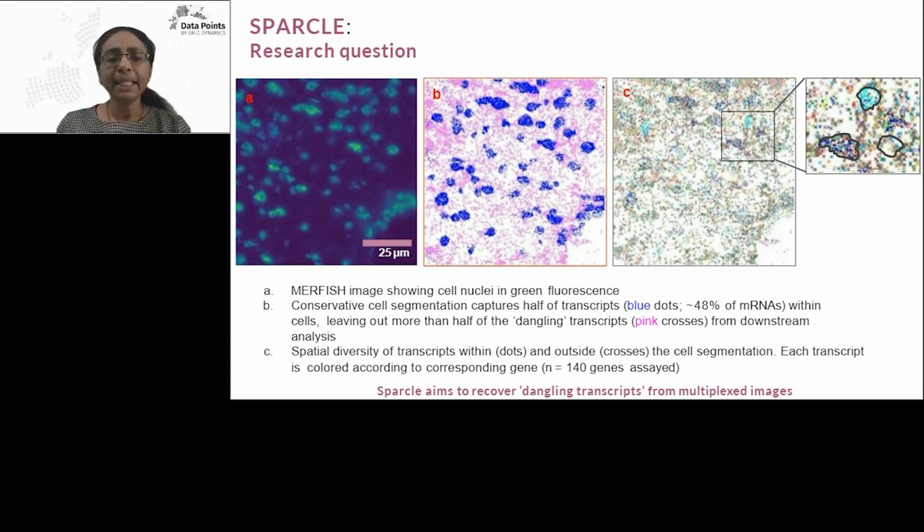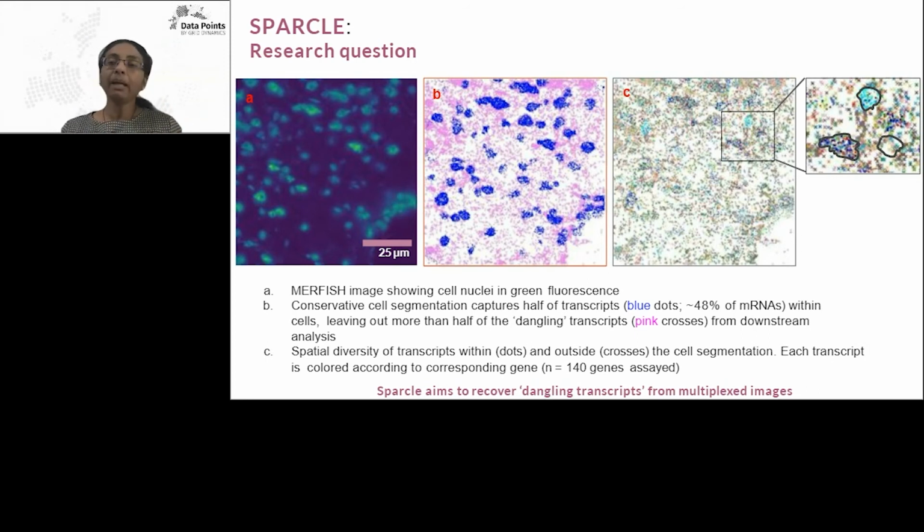And in panel C, you can actually see the spatial diversity of transcripts, which are shown as dots that belong within the cell. So here you see a bunch of dots, and then outside you see different colored crosses. So these are transcripts that do not belong to any cell at the moment.